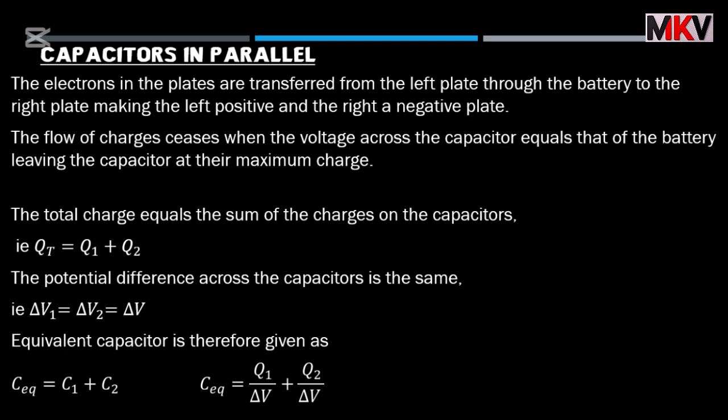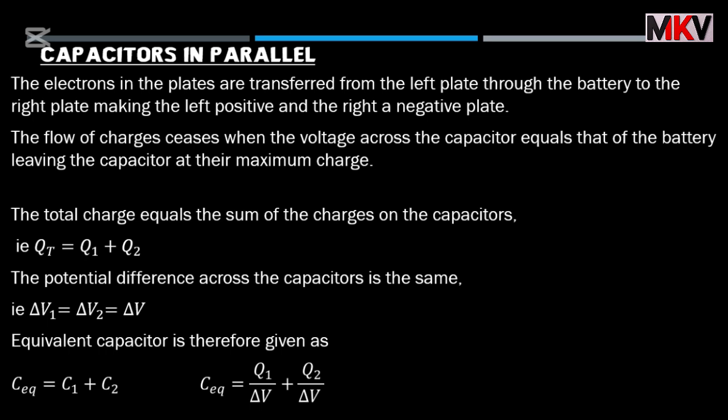Capacitor 1 will have Q1, capacitor 2 will have Q2. The potential difference across the capacitors is the same. So V1 is equal to V2, which is equal to V. Now the total capacitance, which is termed the equivalent capacitance, is given as C of EQ equals C1 plus C2. So for parallel, it is just a straight summation.